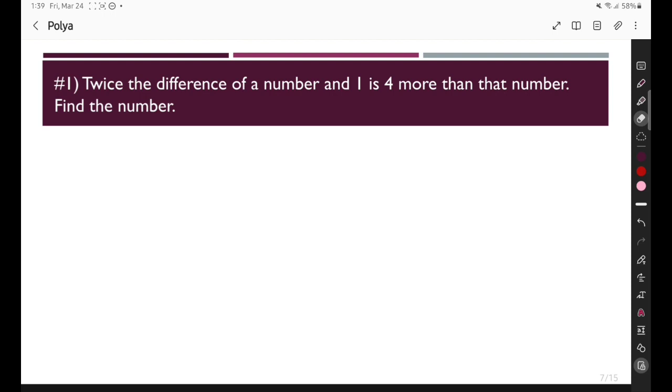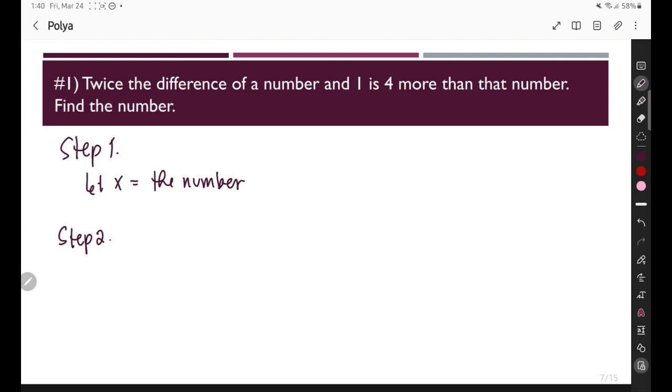Twice the difference of a number and 1 is 4 more than that number. Find the number. Let's start with step 1. Now we already read the problem. What did we understand from the problem? We're looking for a number, so let x be the number. Let's proceed with step 2.